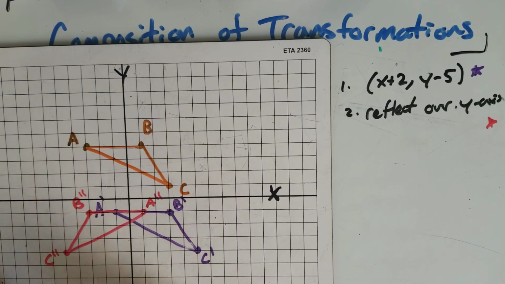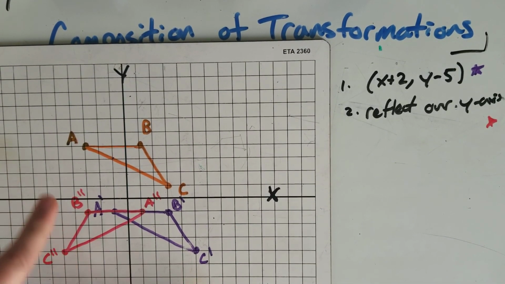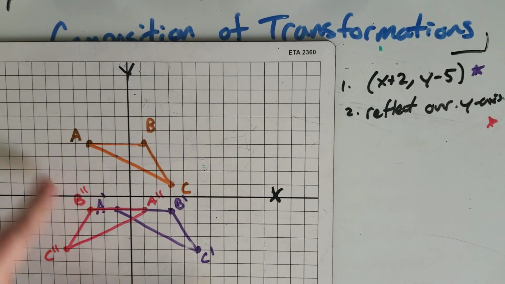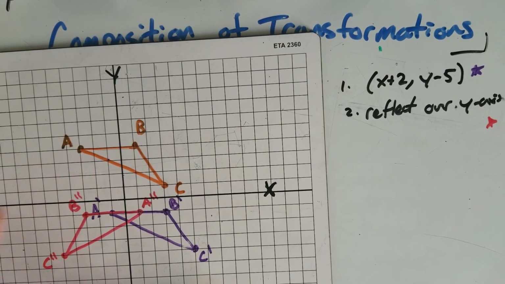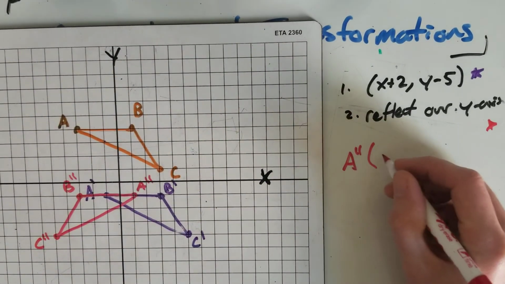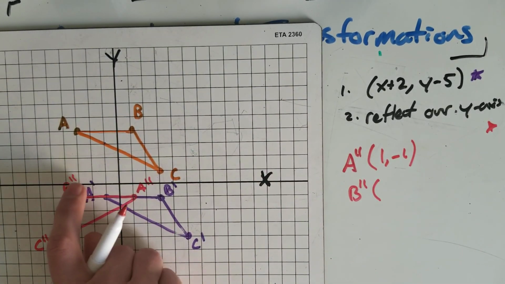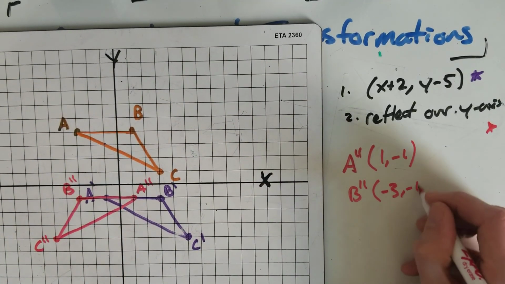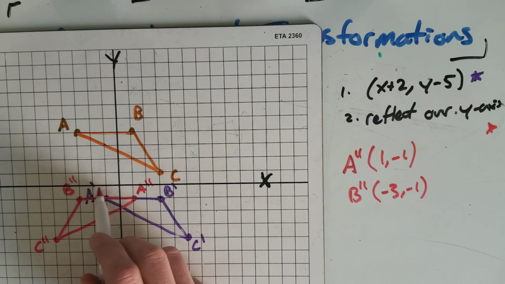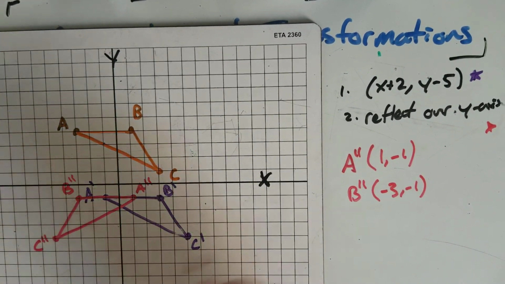So this is a reflection of that purple, of the primes, and it would be a translation and reflection of our original orange. If we want to list our coordinates, A double prime would be 1, negative 1. B double prime would be negative 3, negative 1. And C double prime would be 5, negative 4.